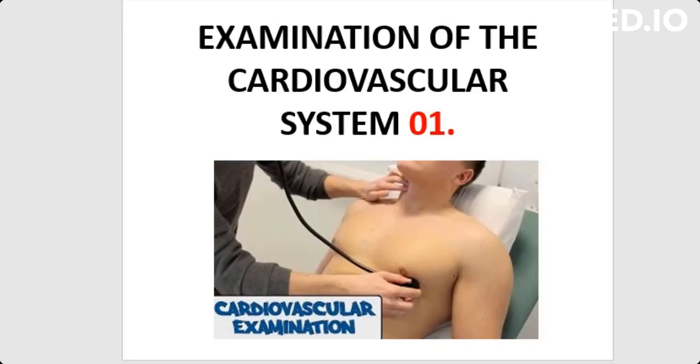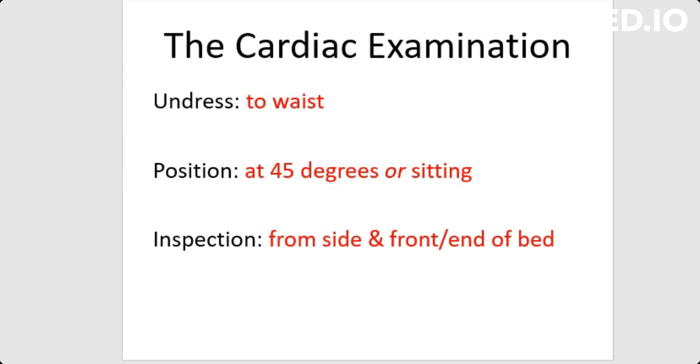Guys, let's move on to the examination of the cardiovascular system. So during the cardiac examination, you start by undressing the patient from the neck to the waist, so you expose the chest and the abdomen. The position is 45 degrees or sitting position, and you inspect from the side, the front, and the end of the bed.